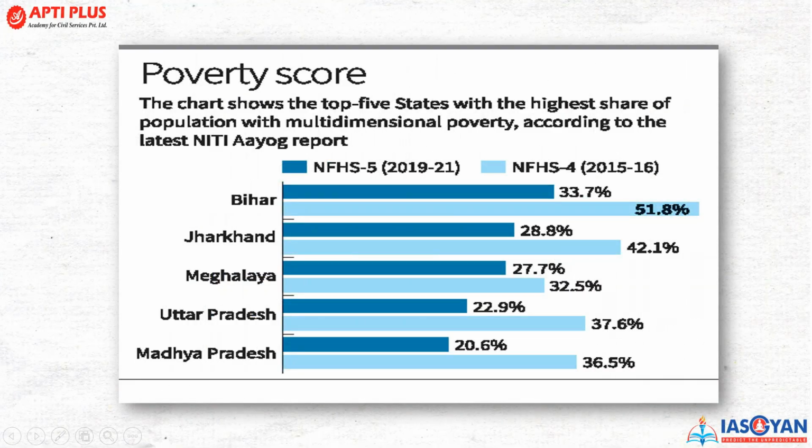Now, if you look at the performances, this is a comparison. You can find this picture in the daily newspaper The Hindu as well. This is a comparison of NFHS 5 and NFHS 4, made using a color code. For Bihar, earlier it was 51.8%, now it is 33.7%. For Jharkhand, it was 42.1%, now it's 28.8%. For Meghalaya, 32.5%, now it has come down to 27.7%. For Uttar Pradesh, it was 37.6%, and currently it is 22.9%. And for Madhya Pradesh, earlier it was 36.5%, at present it is 20.6%.